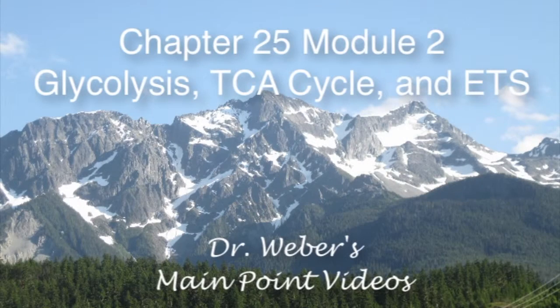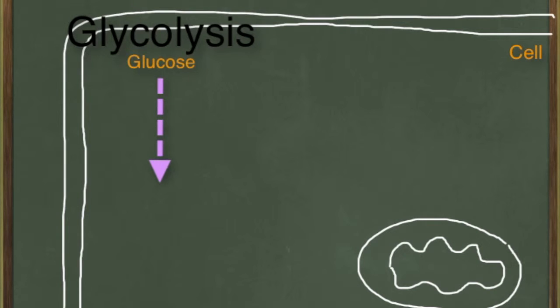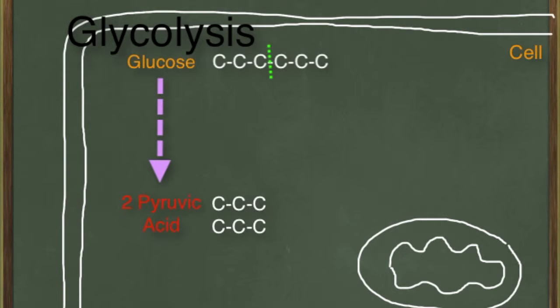This is Chapter 25, Module 2, Glycolysis, the TCA cycle, and the electron transport system. The learning objectives of this module are glycolysis. Glycolysis is the breakdown of glucose to pyruvic acid. In this process, glucose, which is a 6-carbon compound, will break into 2 3-carbon compounds of pyruvic acid. Pyruvic acid then loses a hydrogen.